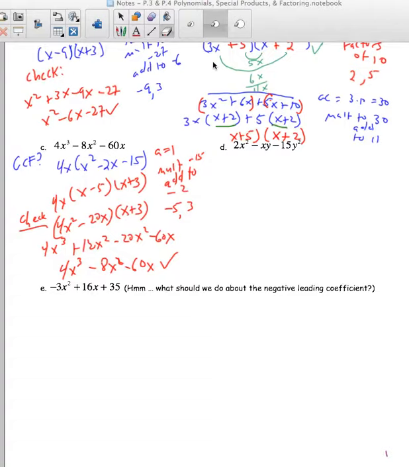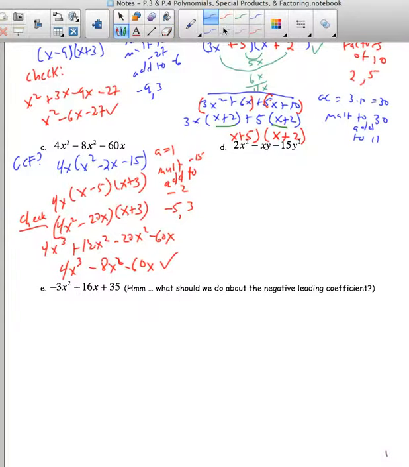This is example 9B from our notes P.3 and P.4 about factoring general trinomials. So here we have 2x squared minus xy minus 15y squared, and we're going to try to factor this. First, I'm going to factor using guess and check.